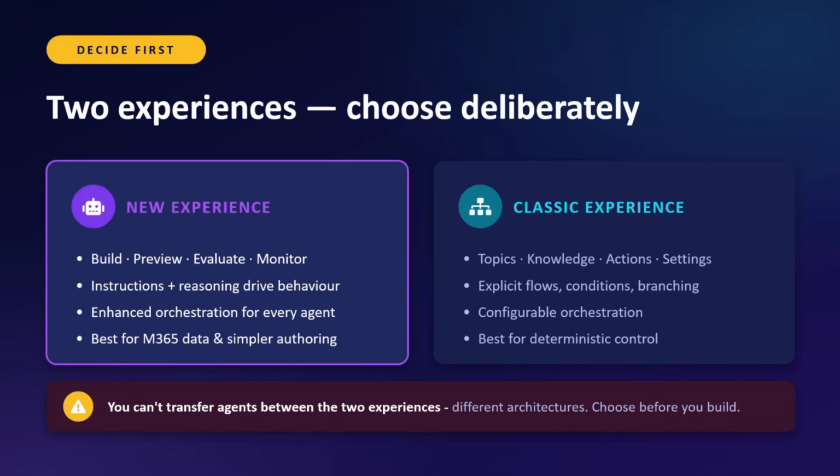You've got enhanced orchestration for every agent on the new experience, where in the classic experience, you can actually configure the orchestration. And then the new experience is obviously based for Microsoft 365 data, and it is simpler from an authoring perspective. The classic experience is still good to use when you want deterministic control, because it's got that explicit flows, the configurable orchestration. So that's why the suggestion is be very sure on when to use which one, and we'll go over how you make that decision in the guidelines of building a good agent.